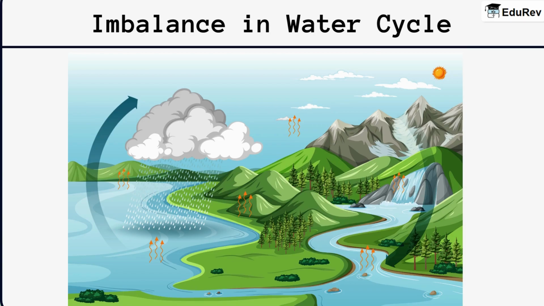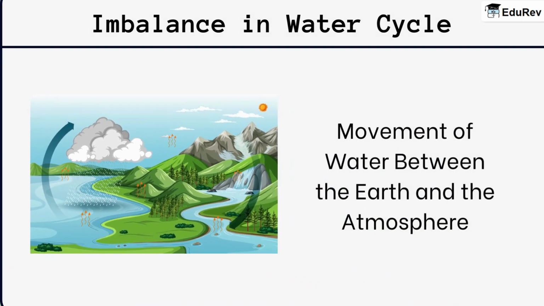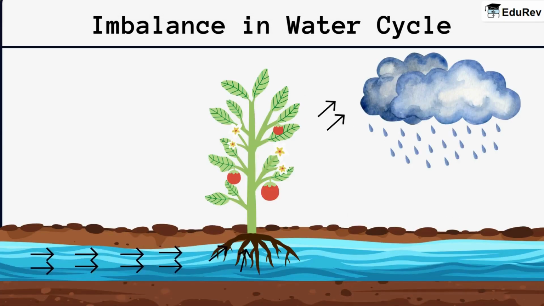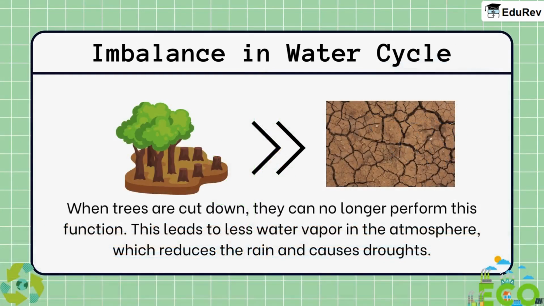Deforestation also affects the water cycle, which is the movement of water between the earth and the atmosphere. Trees help to maintain the water cycle by absorbing water from the ground and releasing water vapor into the air. This creates clouds and rainfall. But when trees are cut down, they can no longer perform this function. This leads to less water vapor in the atmosphere, which reduces the rain and causes droughts.